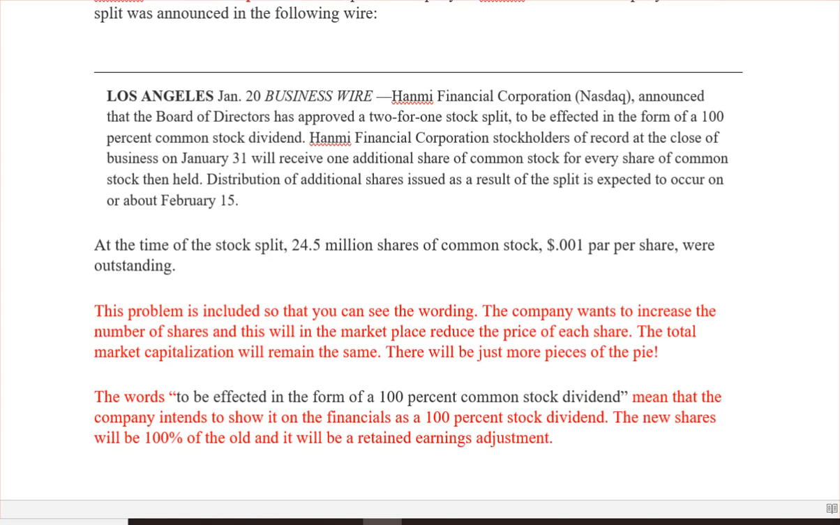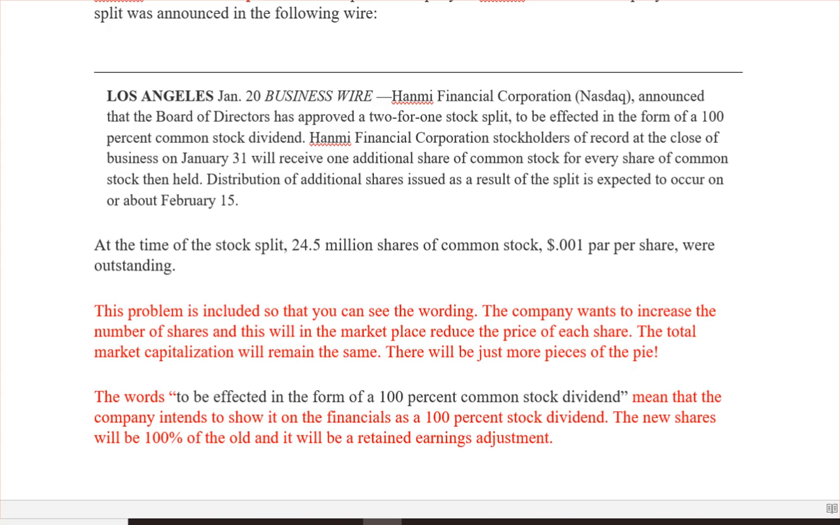The company wants to increase the number of shares to reduce the price per share of the stock. The total market capitalization is the same. You're just going to have more pieces of a pie. The pie is the same. There's more pieces to the pie. And then the words, to be effected in the form of a 100% common stock dividend, means that when you do the journal entries, you need to treat it as if it is a 100% stock dividend.